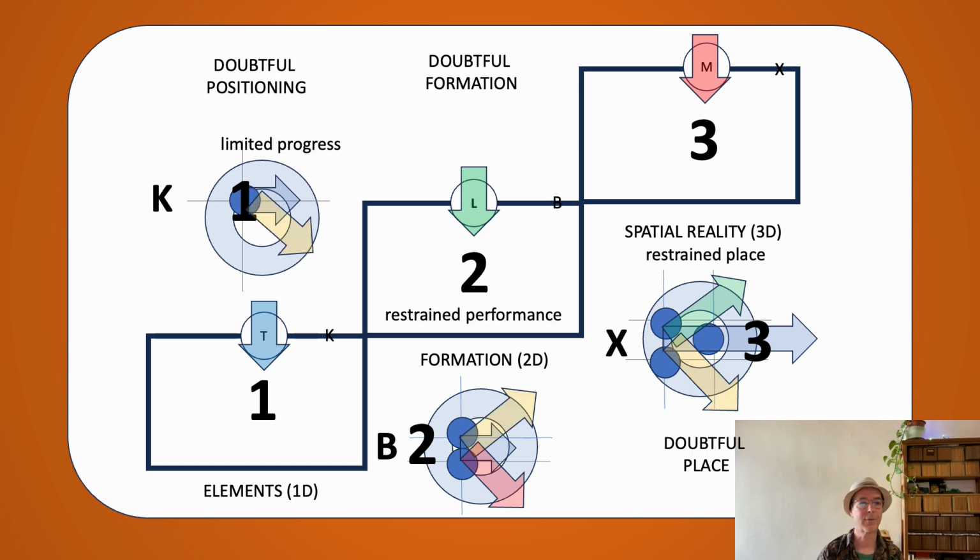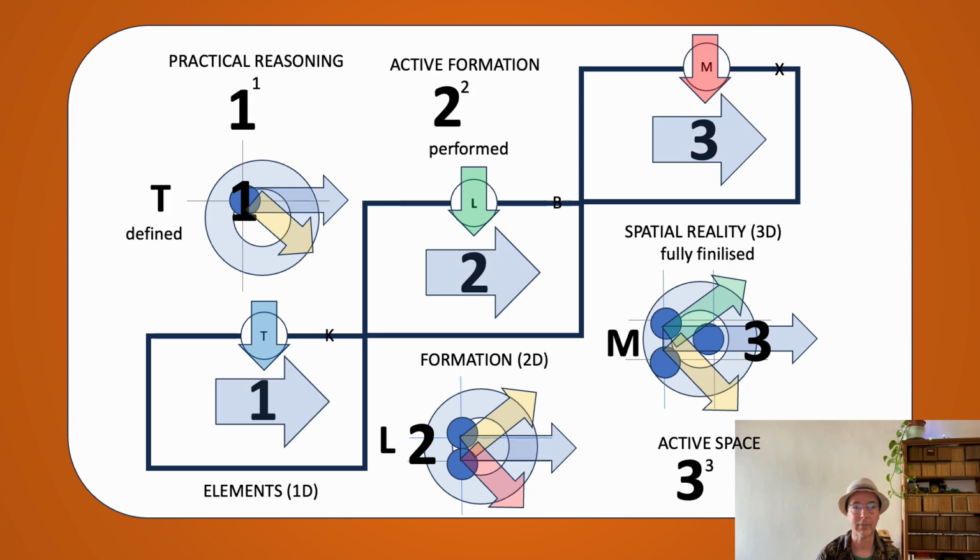So there's a doubtful positioning with K. There's a doubtful formation with B. And it has a doubtful place where if it still belongs there or not with the X. And the three levels also have some mathematical ideas which are needed. You not only have the multiplication, you also have the root idea. The root of 1 exists as well.